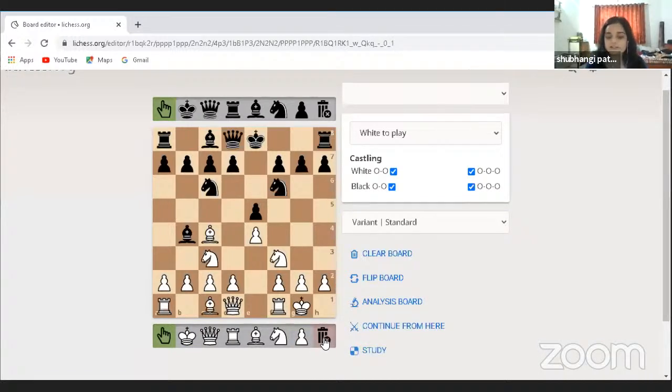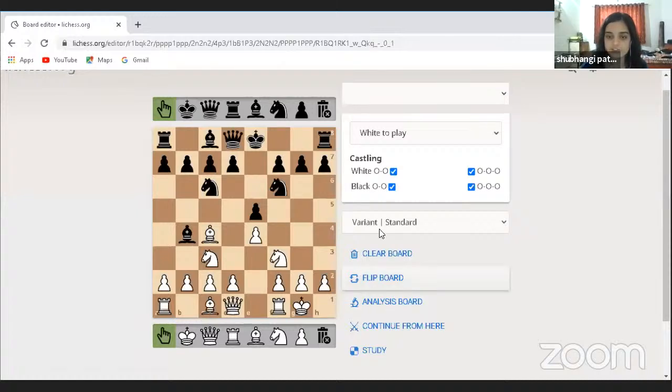How will we write castle? Is this a short castle or a long castle? This is a short castle. Kingside castle is always a short castle, and queenside castle is always a long castle. So how do we write short castle? 0-0. And long castle is 0-0-0.